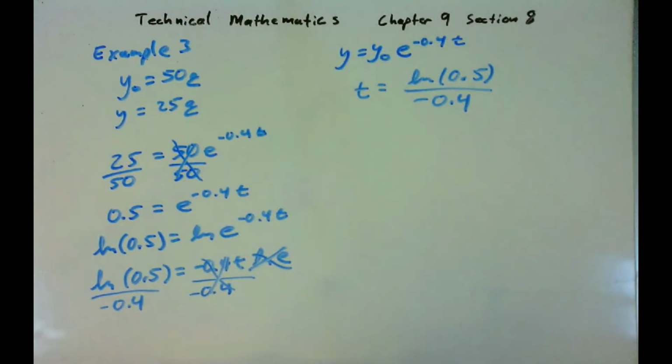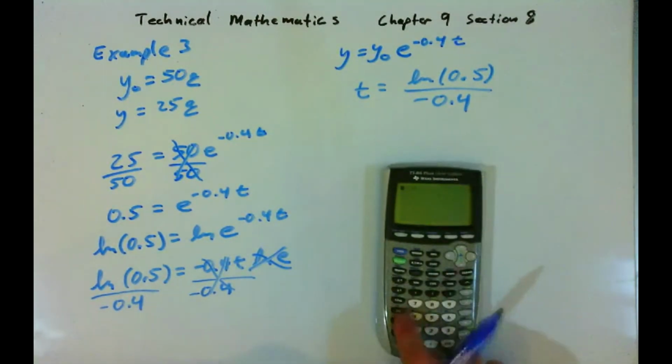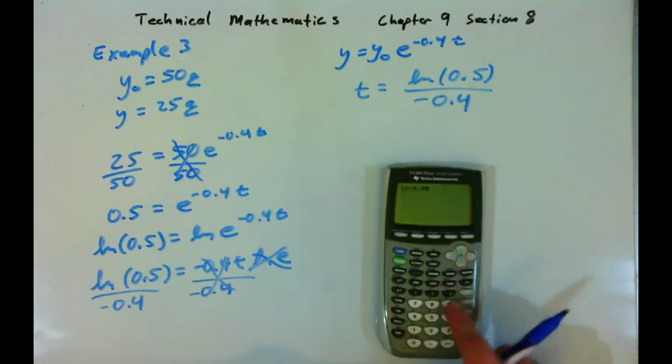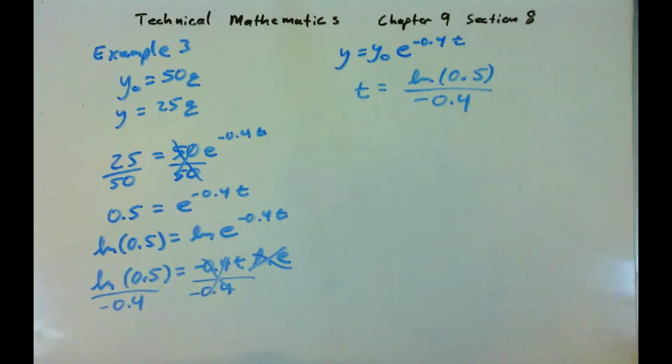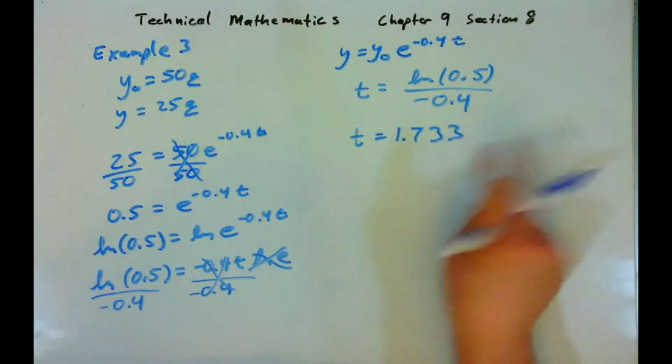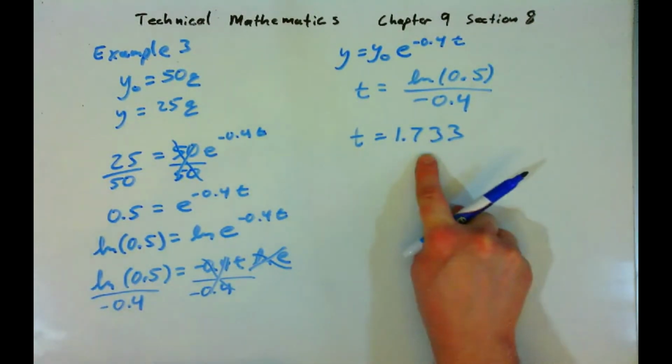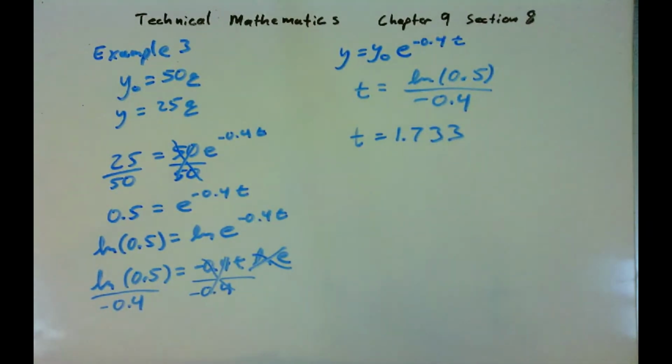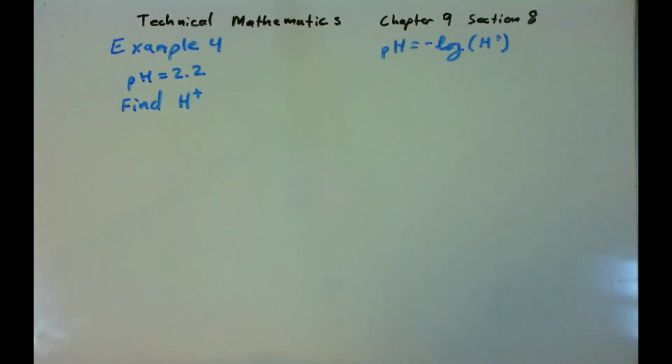And so we'll plug this into the calculator. We have natural logarithm of 0.5, close parentheses, divided by negative 0.4. And we get 1.733. And so that means it will take 1.733 years for 50 grams of this radioactive material to decay down to 25 grams.